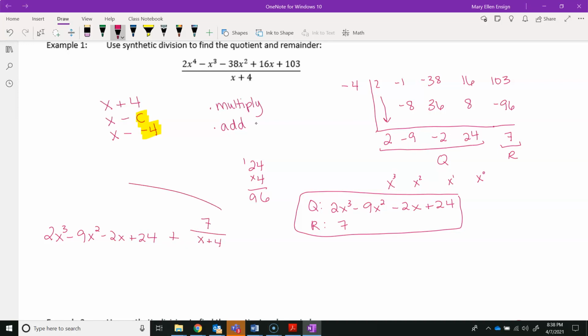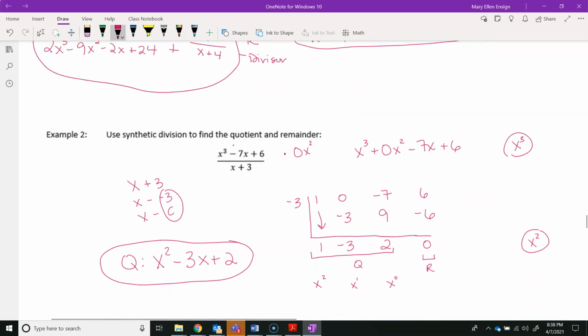Okay, so it's the remainder over the divisor, right? It's part of another one of those. We don't have a full other grouping. That's why we have a remainder. So it's that over the divisor. Okay, so you may see that also. All right, let's look at these other examples.